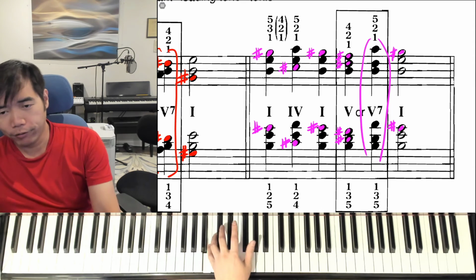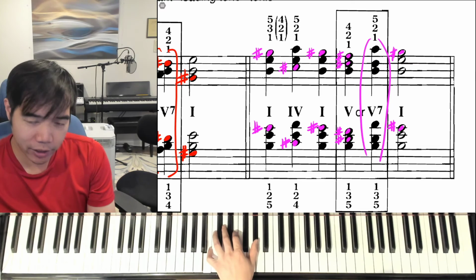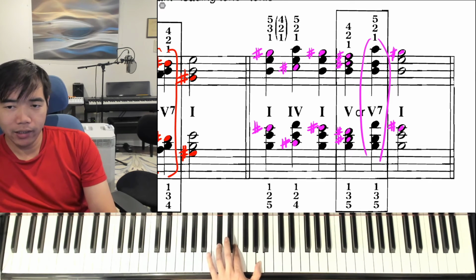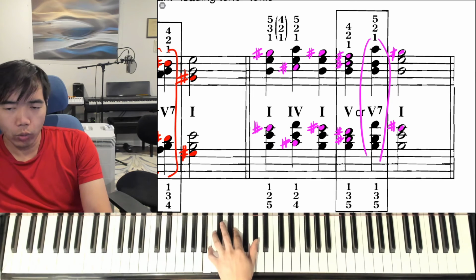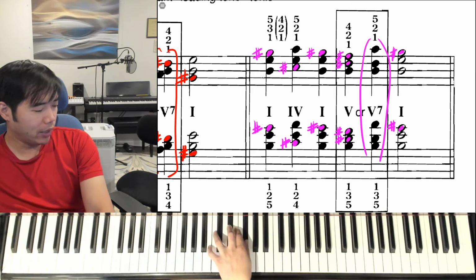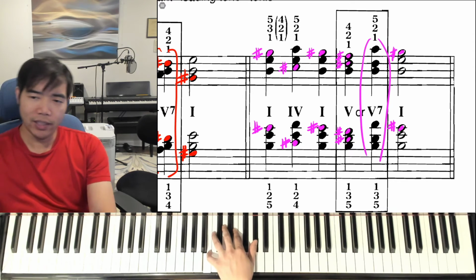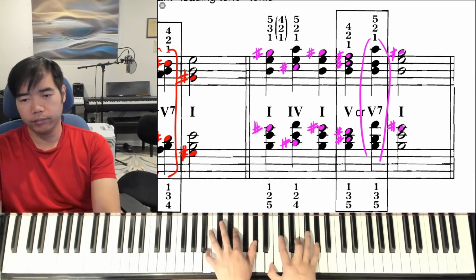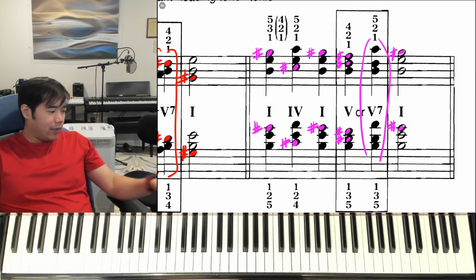Left hand, same idea. 5, 2, 1, B, E, G sharp, C sharp, E, A, 1 chord, 5 chord is B, D sharp, F sharp, and back to the 1 chord, B, E, G sharp. Together. Okay, and that is the cadence.